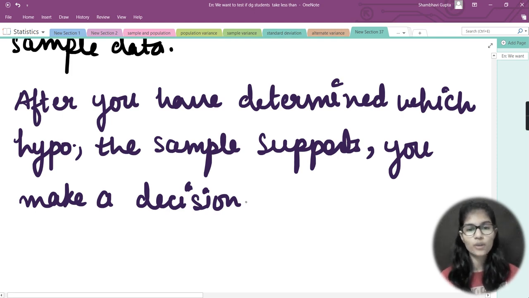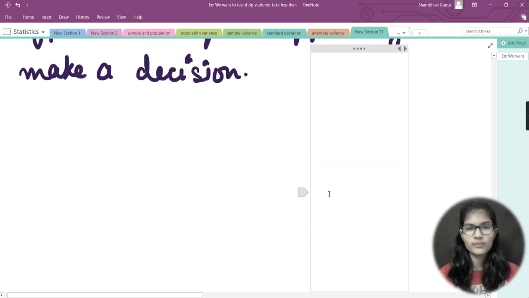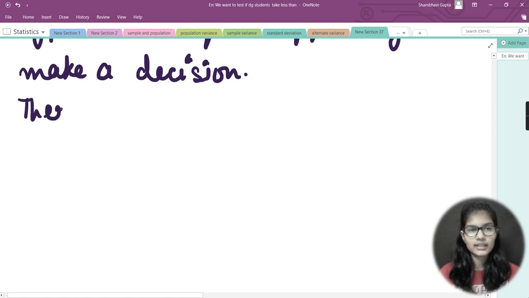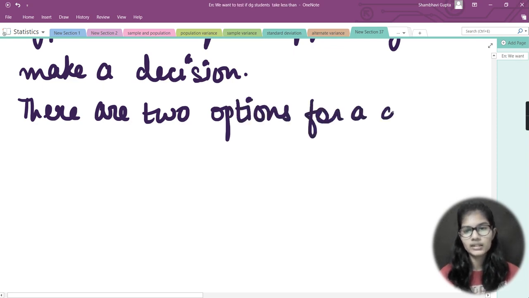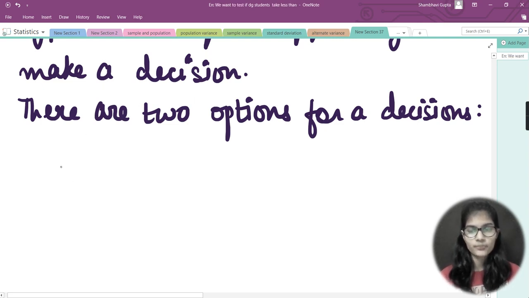Now basically there are two options for the decision which you have made, right? Let me just add those things as well here. So I would write that there are two options for a decision. Okay, there can be two options, or you can just say two conditions, or whatever you want to say. So the very first goes like that.